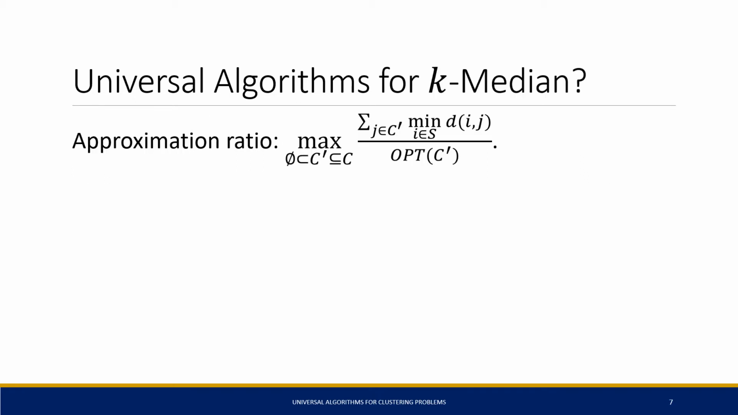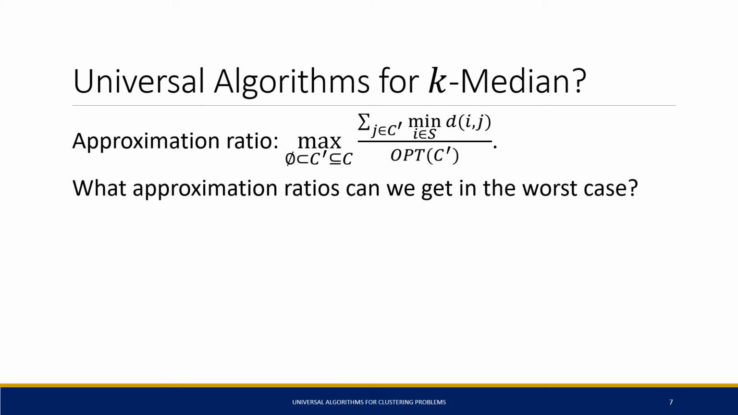Okay, so going back to clustering algorithms, and in particular for this talk, I'll mostly focus on k-median. We can consider the universal k-median problem. In this problem, we're given a set of clients C, and we want to find a solution S that is good for all possible subsets C prime of C. In particular, we could define the approximation ratio for this problem to be the maximum over all C prime of the cost of connecting the clients in C prime to our facilities S divided by the optimal cost of connecting clients in C prime to the facilities. The natural question is, what approximation ratios can we get for universal k-median in the worst case? As it turns out, the answer is we can't even get a finite approximation ratio.